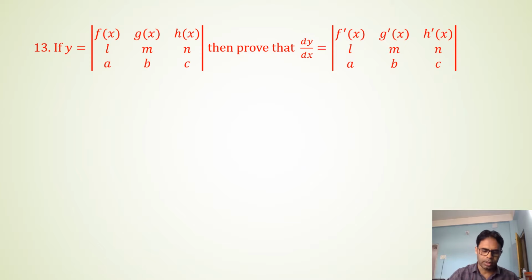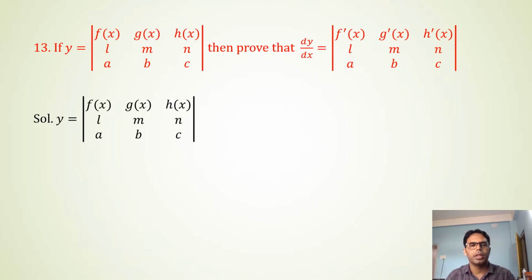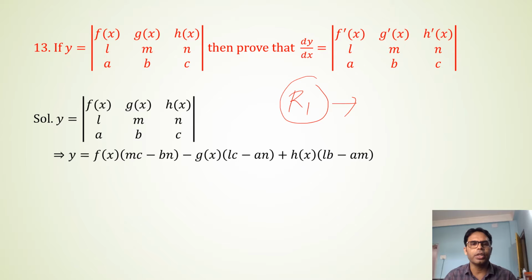The question is this one. Now in the similar manner, I just told you how to expand a determinant. So I am expanding this determinant through the first row. First row means through the R1 row. R1 means first row, which will be discussed in the chapter determinant in detail. So f(x) into, you see, this column and this row will be left out. So you will have mc minus bn. I am writing here mc minus bn.